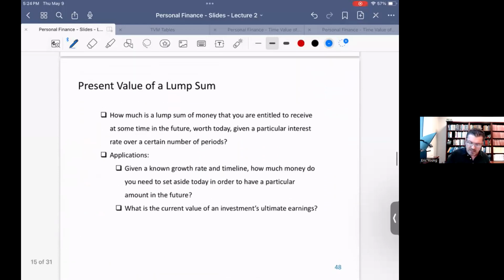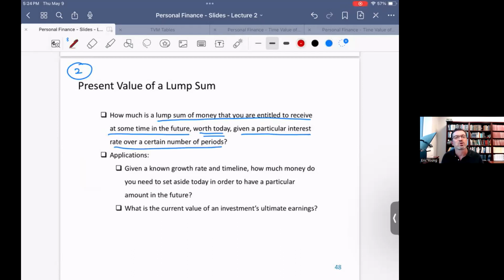Let's now go to our second calculation. The present value of a lump sum. Now, this kind of question is asking, you don't have a lump sum of money right now, but you're going to receive money at some point in the future. So if there is a lump sum of money that you're going to receive at some time in the future, what is that money worth today? What is it worth today if it grows at a particular interest rate over a certain number of periods?